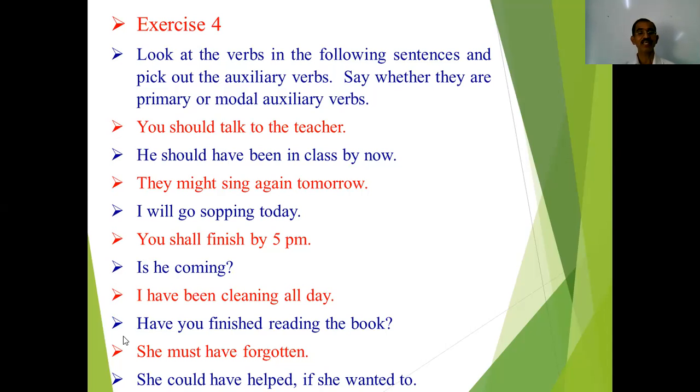Third sentence, they might sing again tomorrow. Might is a modal auxiliary. I will go shopping today. Will is a primary auxiliary verb. You shall finish by 5 p.m. Shall is a primary verb. Then, is he coming? Is is the primary verb. Then, I have been cleaning all day. Have is a primary verb. Then, have you finished reading the book? Have, primary verb.